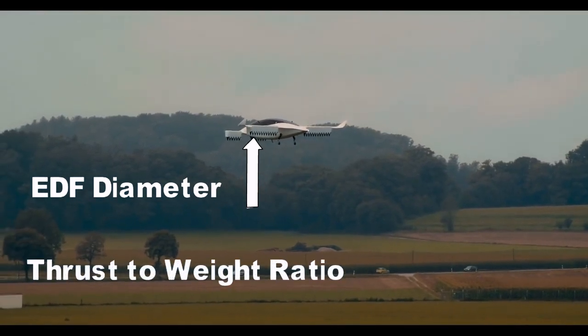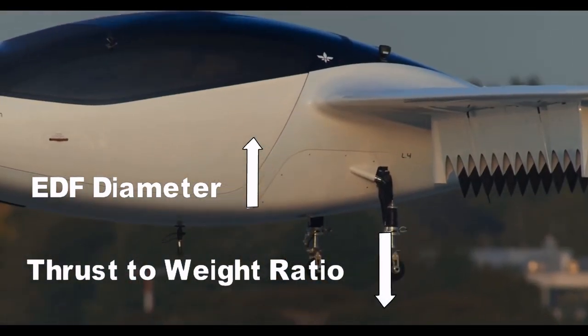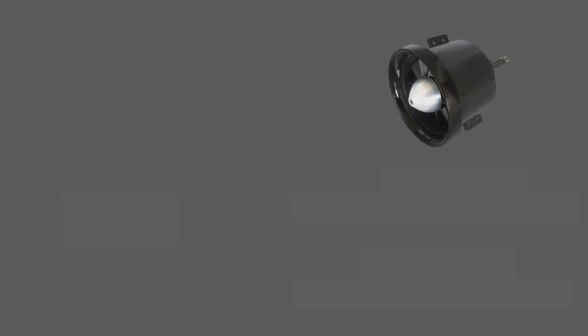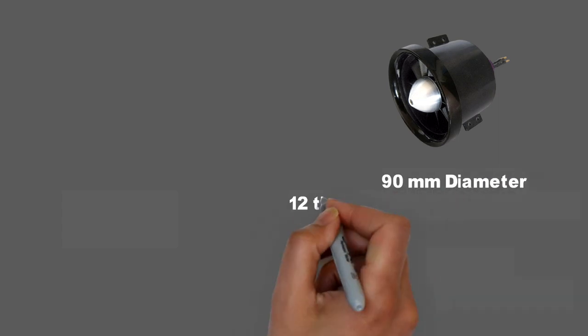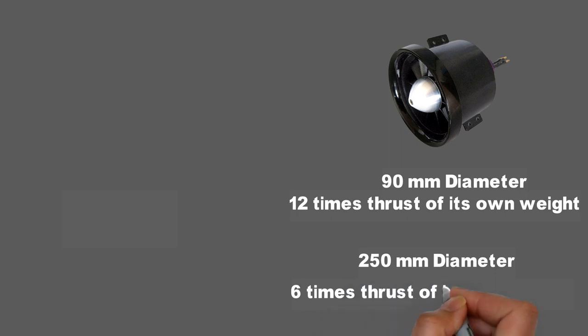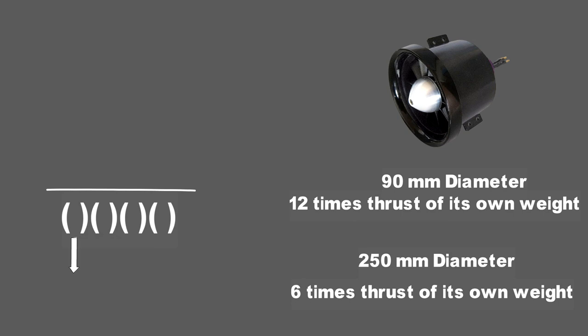Firstly, the thrust-to-weight ratio drops with the larger ducted fans. Or in other words, smaller fans pack more punch for their weight, although they consume more power for doing that, as discussed earlier. For example, a small 90 mm diameter EDF is capable of providing thrust 12 times of its own weight, while a larger 250 mm EDF may give thrust only 6 times of its own weight. This means that if power required wasn't an issue, much lighter VTOL aircraft could be made using several smaller EDFs.